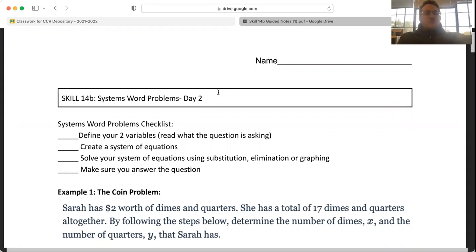Today we're going to be really bridging the gap between our normal Delta Math systems word problems and some of them that you'll see on the SAT. And they're actually not much different, maybe a step of reasoning a little bit more.